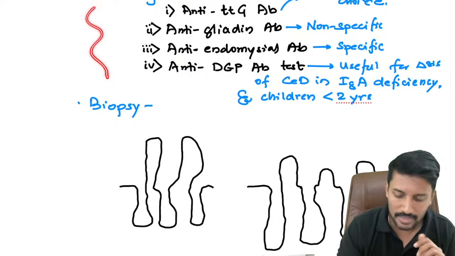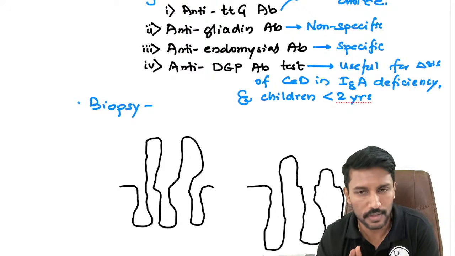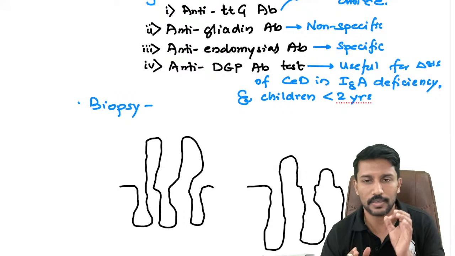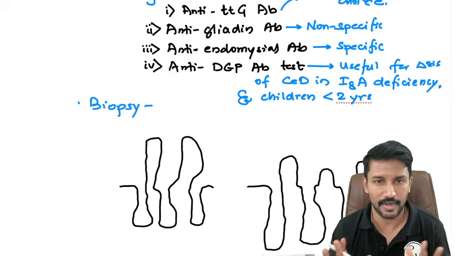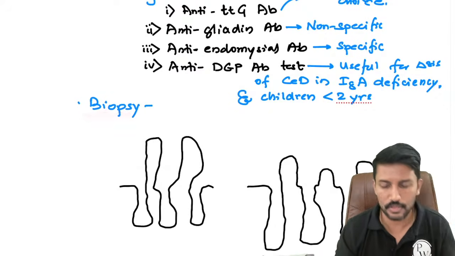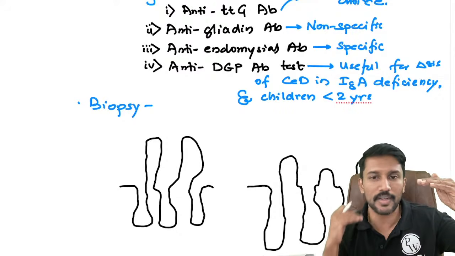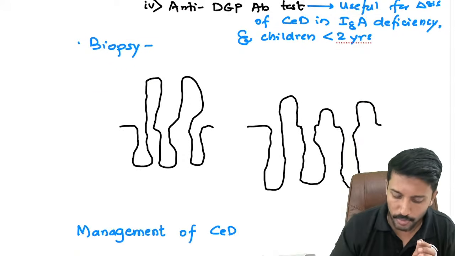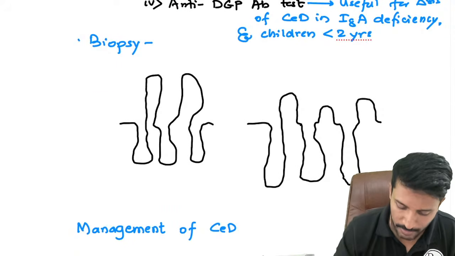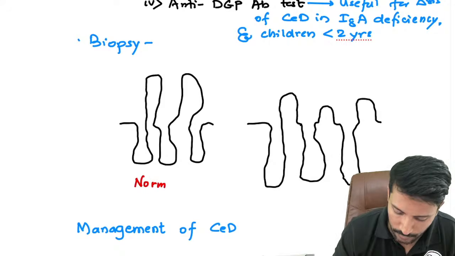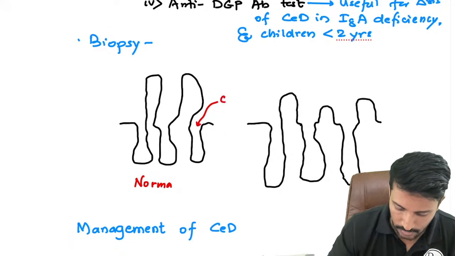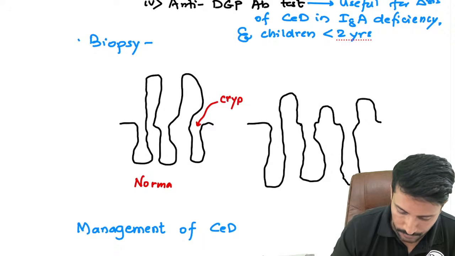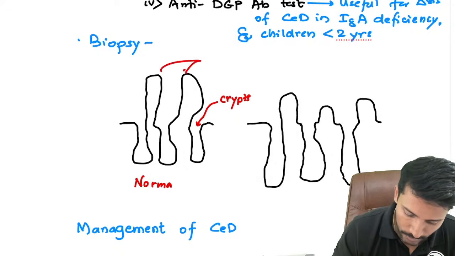But serology alone is not enough for the diagnosis of the celiac disease, because we will see a lot of patients who are serology positive but biopsy is negative. So you can make a diagnosis of celiac disease only when serology is accompanied by biopsy findings. What biopsy findings will we expect, right? So normally when we look at the intestinal biopsy, we will have some crypts and villi, right? So what happens in the celiac disease?